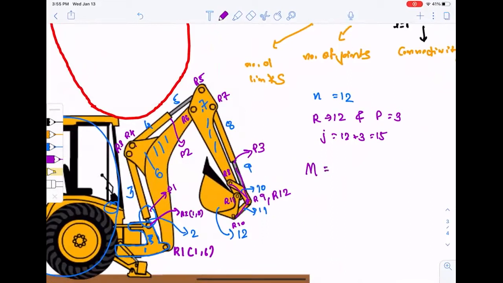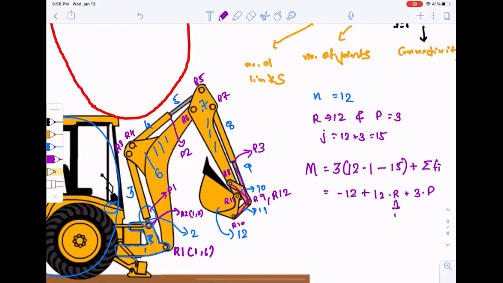Mobility will be, as we have discussed, value of K will be 3 in 2D case. Value of n is 12 minus 1 minus j, that is 15, plus summation of connectivity. So over here we have 12 plus 12 into R plus 3 into P. So connectivity of R is 1, prismatic joint is 1. So in this case, our degree of freedom will be 3. And this can be seen over here as well.